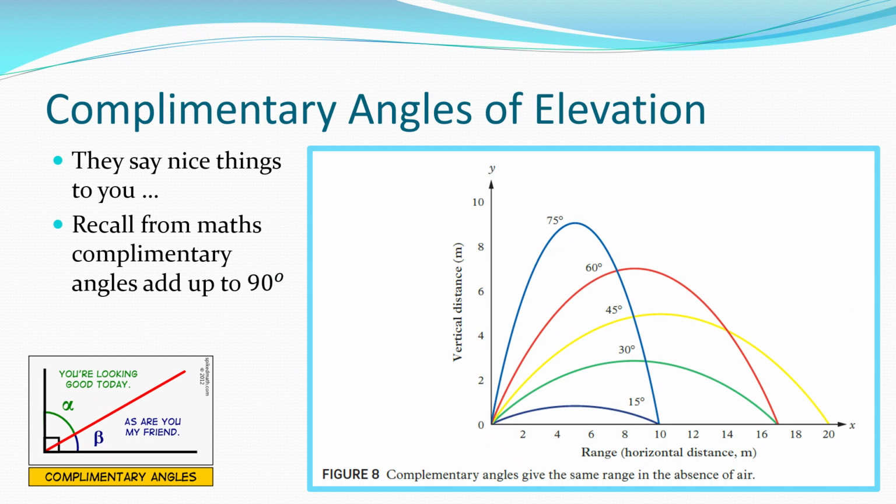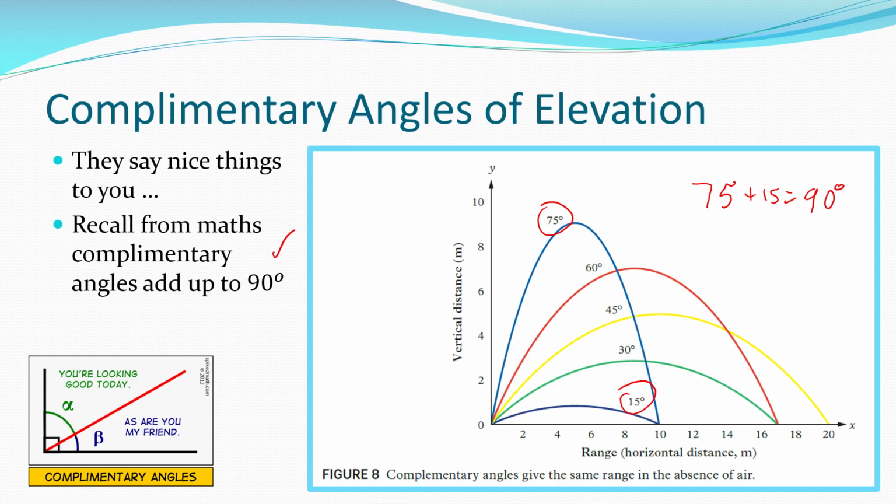Okay, a little bit more on complementary angles. They're not just ones that say nice stuff to you. Complementary angles add up to 90 degrees. It's something that you should have done in maths already. So if you look at, say, 75-degree projection versus a 15-degree projection, 75 plus 15 adds up to 90, all right? That defines them as complementary angles.